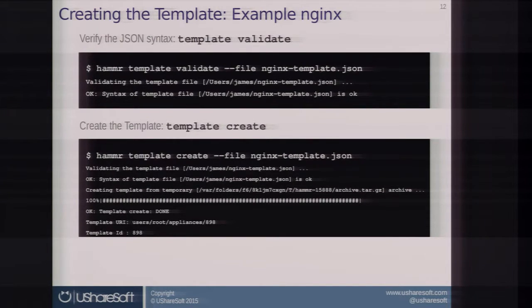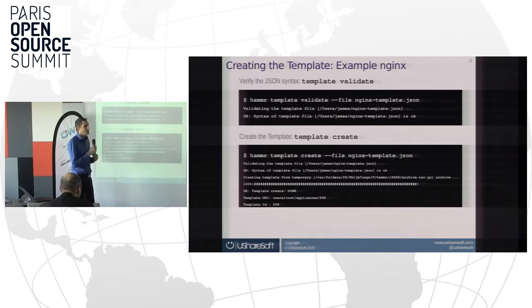So here are some Hammer commands. The first one is to validate the syntax of the JSON file. The second one is template creation. If I type hammer template create, I give the file as input. Hammer will take the file and upload it to the UForge server. It will resolve the dependencies. For example, if you have set a boot script and this URL is hosted on GitHub, Hammer will take the file from GitHub, put it into an archive, and upload it to the UForge server.